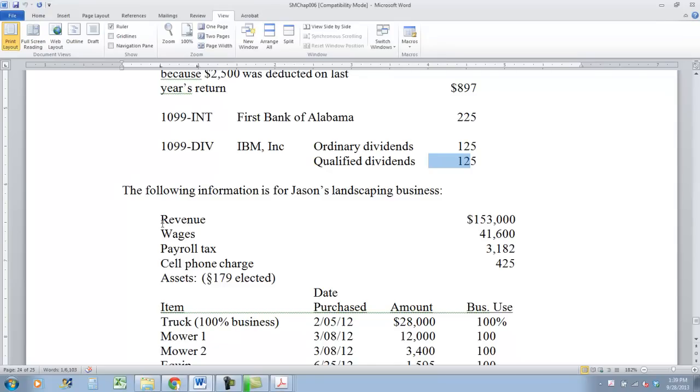The following information for Jason's landscaping business. He had revenue. Paid wages to an employee. So these are his payroll taxes.